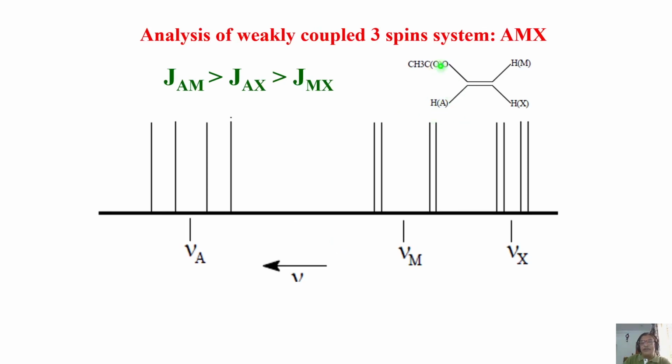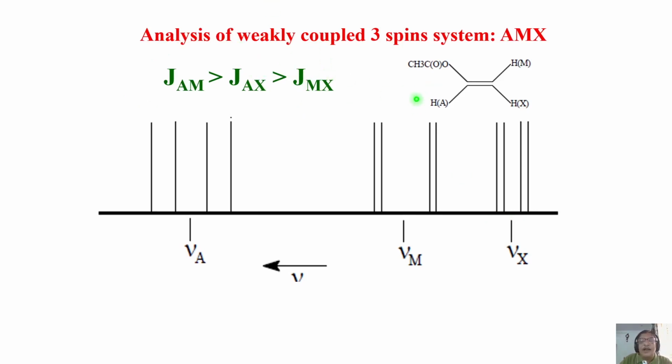Look at this: A spin, M spin, and X spin. Very clearly written here are the A, M, and X chemical shifts. You don't have to worry about the chemical shift; you directly get it from the center of the multiplet. Also, look at the condition here: JAM is larger than JAX, which is larger than JMX. Why did I write it like that?